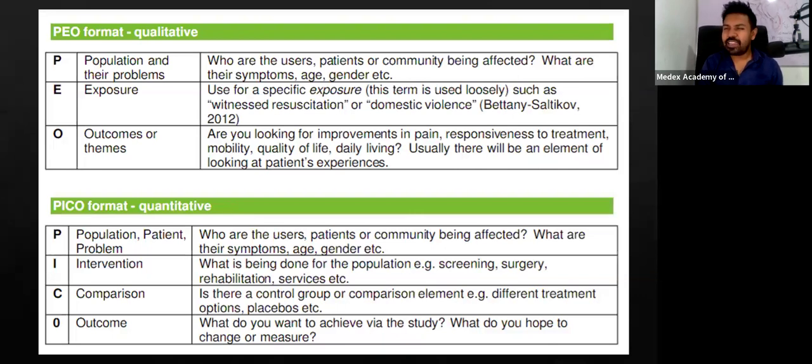A placebo. Placebo means it contains all the similar characteristics other than the effect.